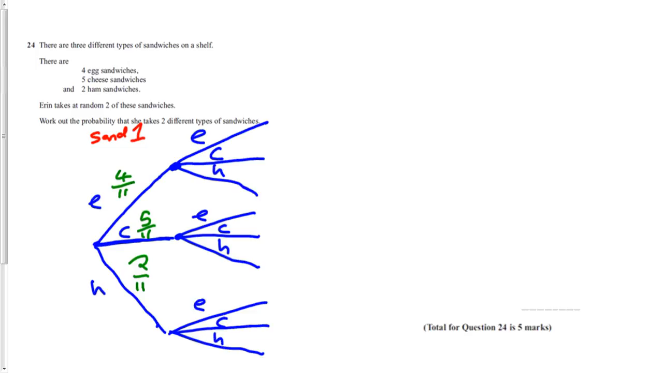And now what we've got to do is work out the probabilities of these. And this is where it gets a little bit tricky. This is why it's towards the end of the paper.